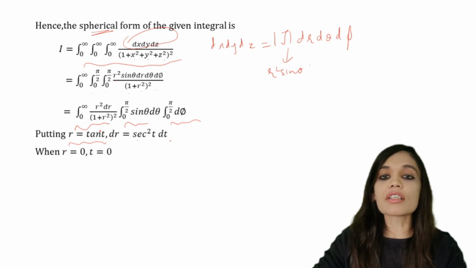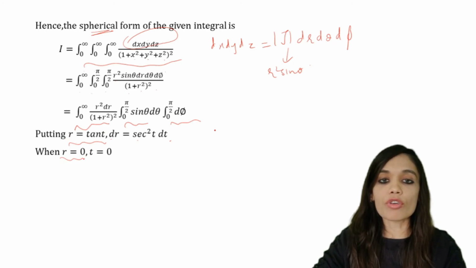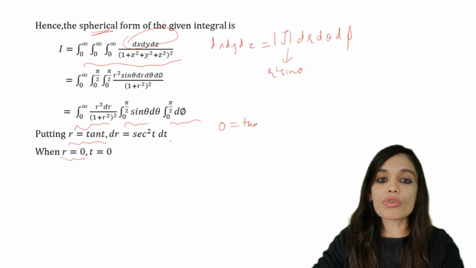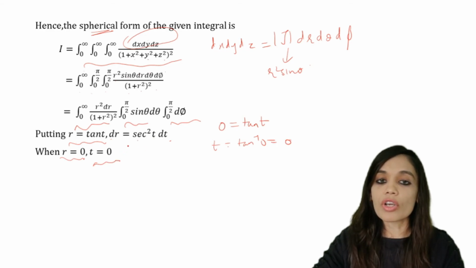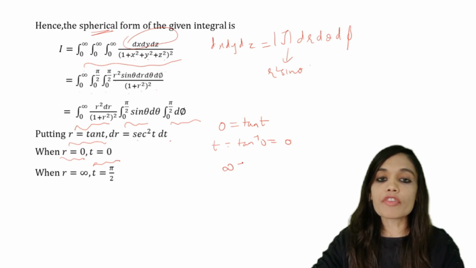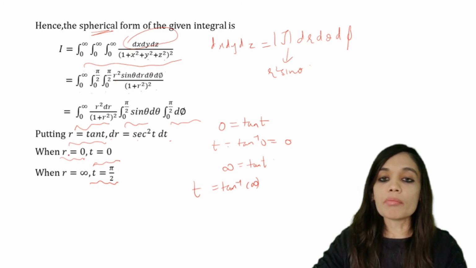Now we will bring a change in the limits also. Now we are given r as 0, so put r as 0. So you will get 0 equals tan t, so t will be tan inverse 0. So you will get your limit as t equals 0. Now if you put r as infinity, you will get infinity as tan t, so t will be tan inverse infinity, which will give us t as pi by 2. So your limits of r converted to t are 0 to pi by 2.